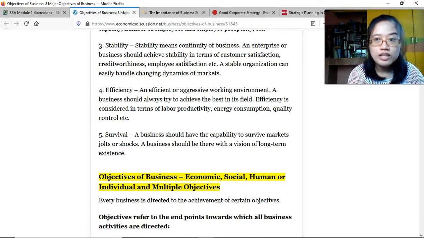All right. Thirdly, we have stability. Stability means continuity of business. Okay, so have to survive the competition. An enterprise or business should achieve stability in terms of customer satisfaction, creditworthiness, employee satisfaction, etc. Stable organization can handle changing dynamics of markets.